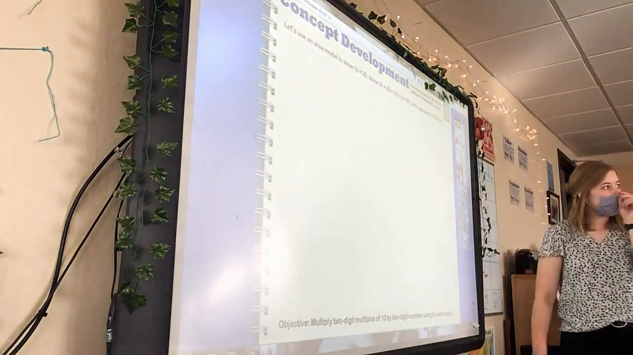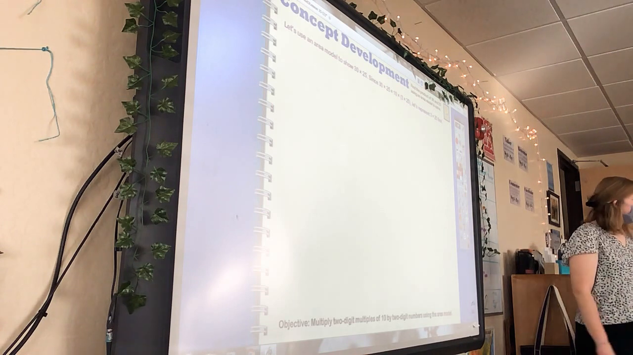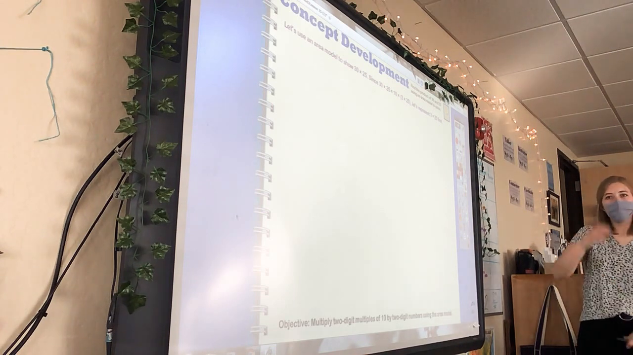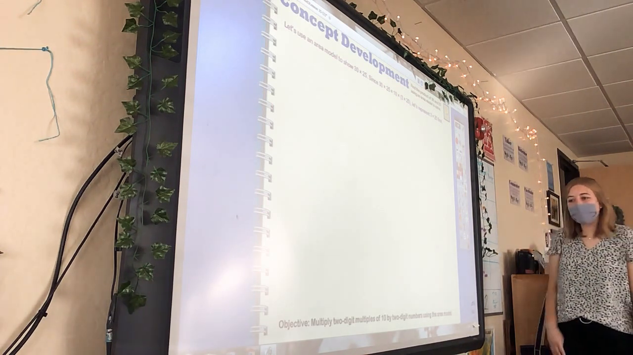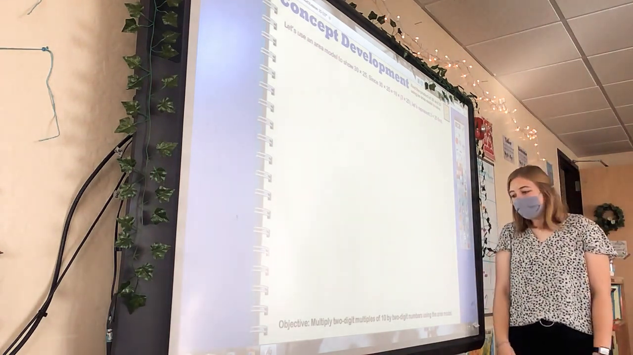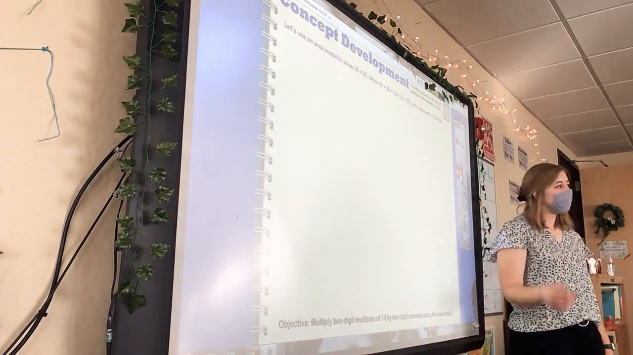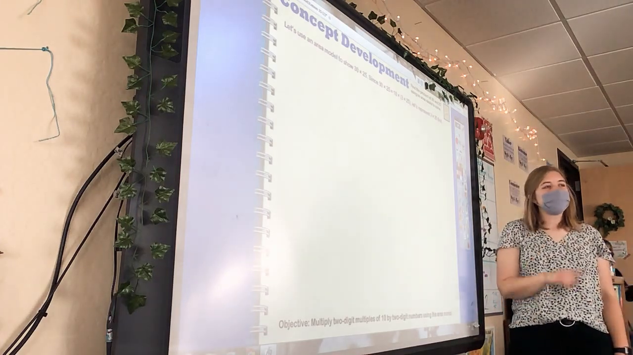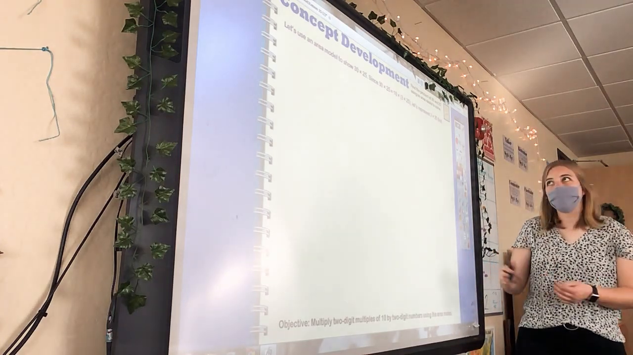This module, okay? And next week is going to be all review. We're doing all review next week, okay? But for today, we're doing multiplying 2-digit multiples of 10 by 2-digit numbers. So kind of like the warm-up problem we just did. But instead of the place value chart, we're using an area model, okay?